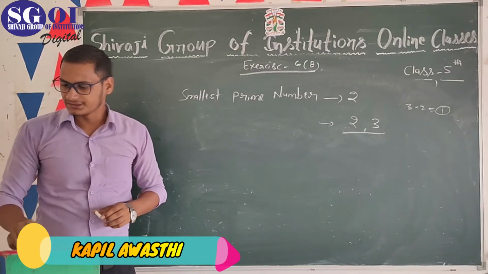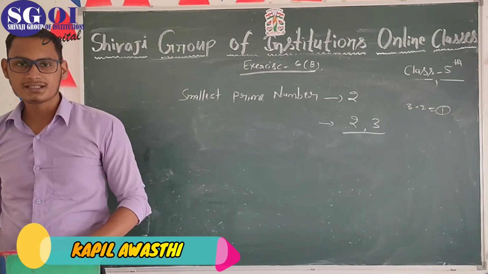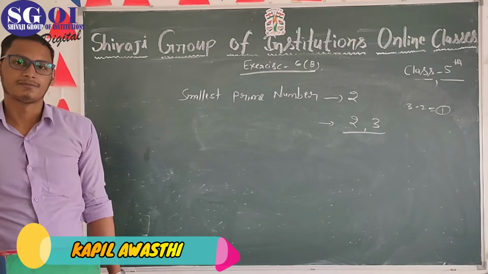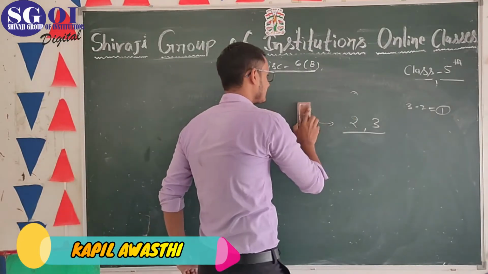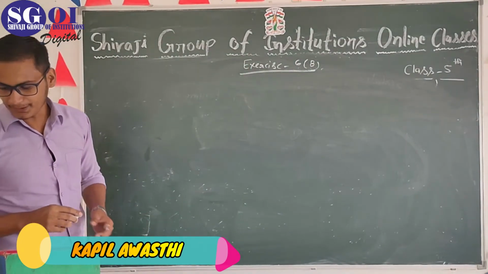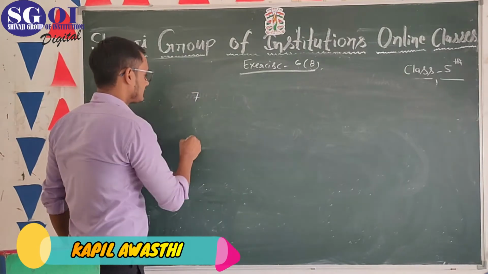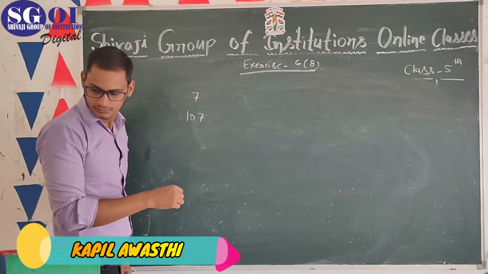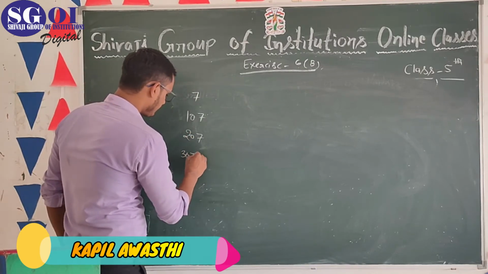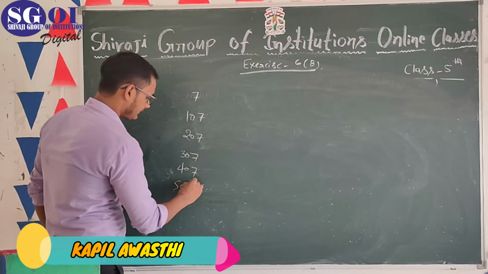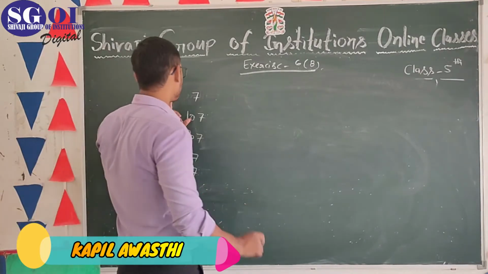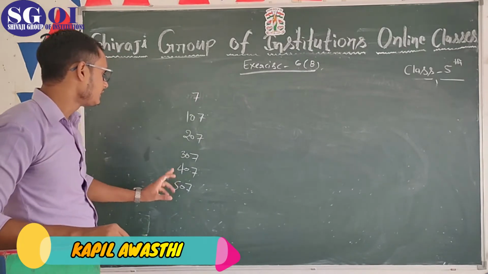Which of these are prime? Prime numbers are those which cannot be broken into factors. We have the numbers 7, 107, 207, 307, 407 and 507. We have to find whether each number is prime or not.